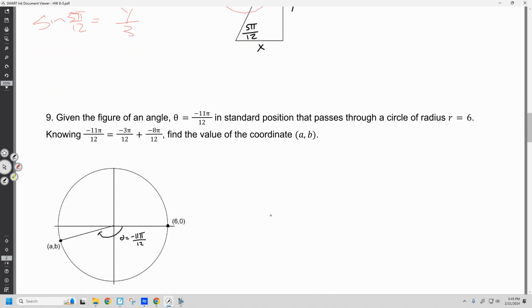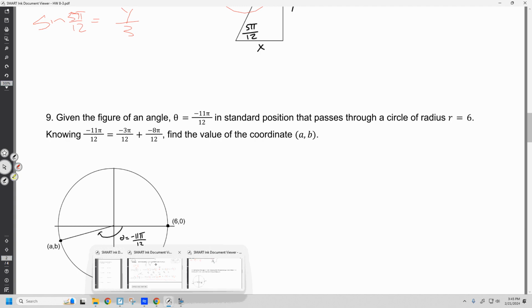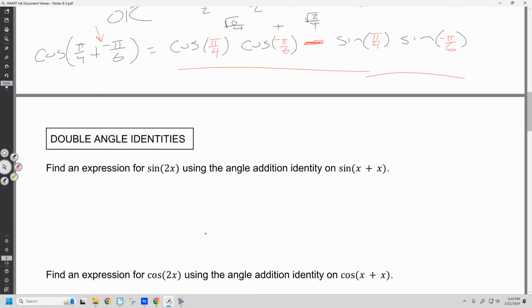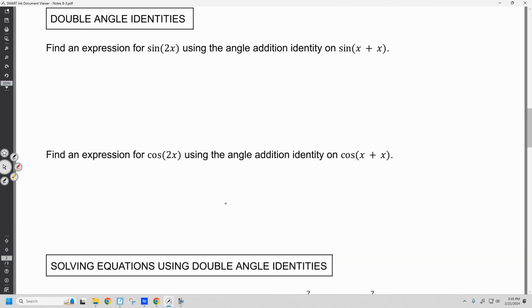Don't copy this down. Go back to your notes. We'll learn some new stuff. Don't copy that down. You'll figure it out. It's all the same, whether it's in a unit circle or scaled into a bigger circle.